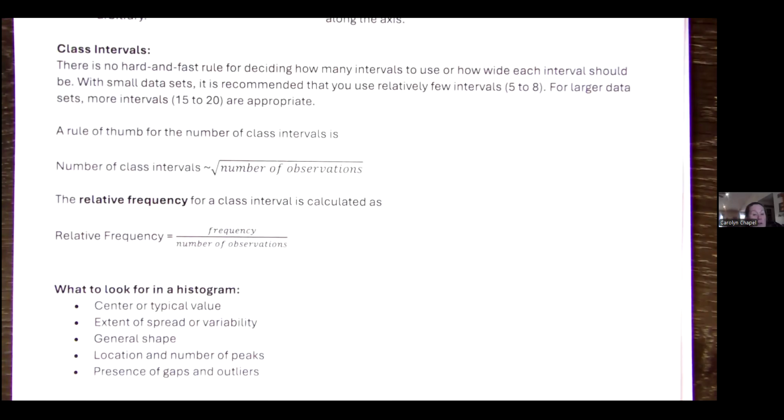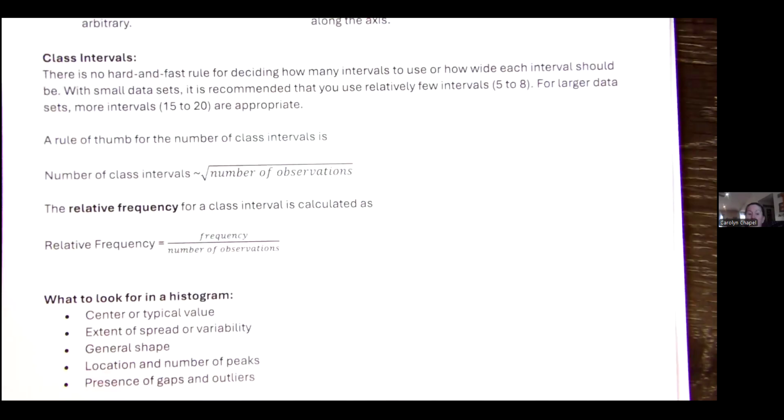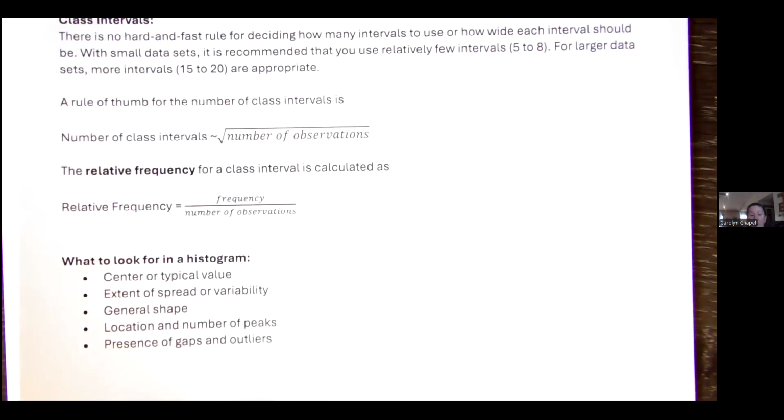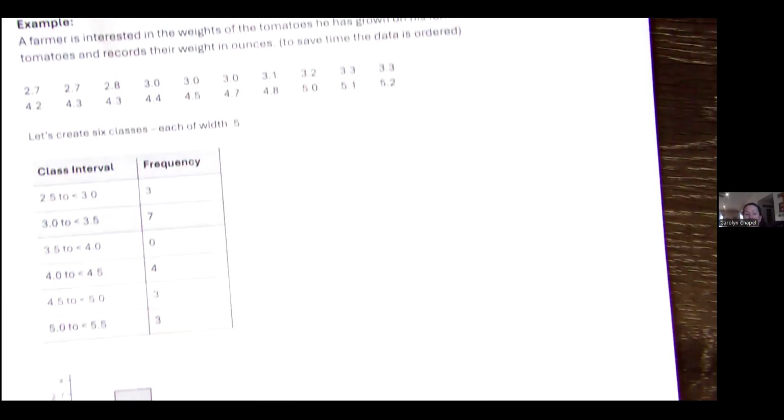Things that we look for in the histogram, just like we did for other data and other graphs, is where is the middle, the center, whether it be an average or a high point. We look for our spread, how spread out is our data, the general shape, so the number of peaks, same things that we did before. We look for any outliers and any gaps that we might have. So those are just some things we look at, which is what we've looked at in other data as well. So I do have an example.